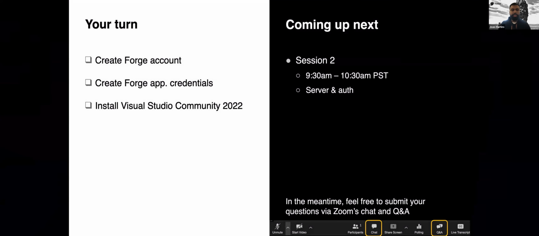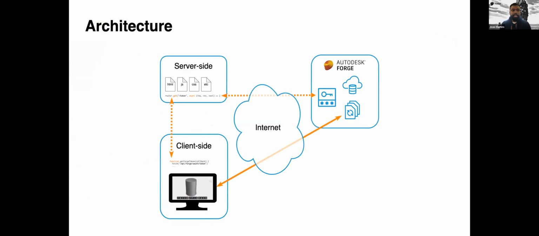Our slides again. Okay, now we take care of session 2, building the server and also taking care of the authentication. All right, this is the architecture of our application that we are going to build today. And we can separate our application into 3 layers, actually, as you can see in this diagram right here. We have the Forge servers, where our data is stored, and you can access our platform services, such as data management to store your designs, or model derivatives to translate your designs.